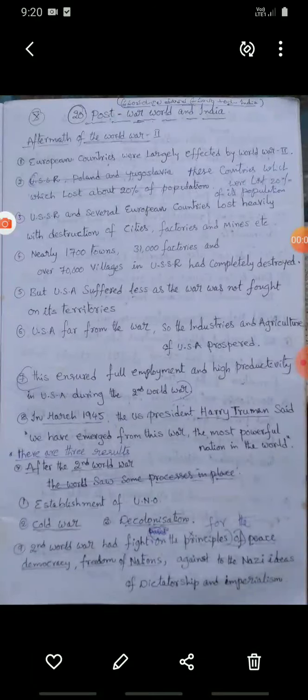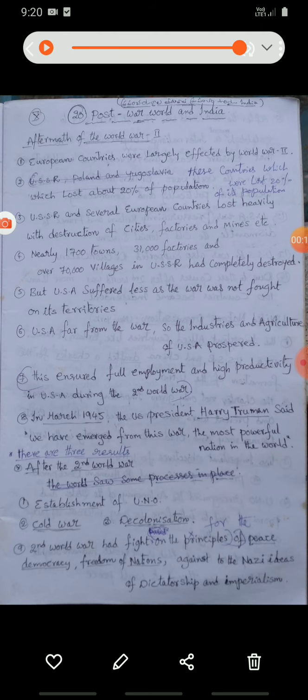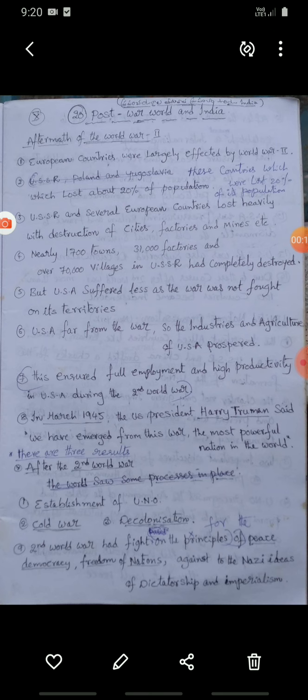Post-war world and India. After the World War, what happened in India and the world? We will come to know about this from this lesson. The first topic: aftermath of World War II. Aftermath of World War II means what happened in the world and in India after the World Wars.